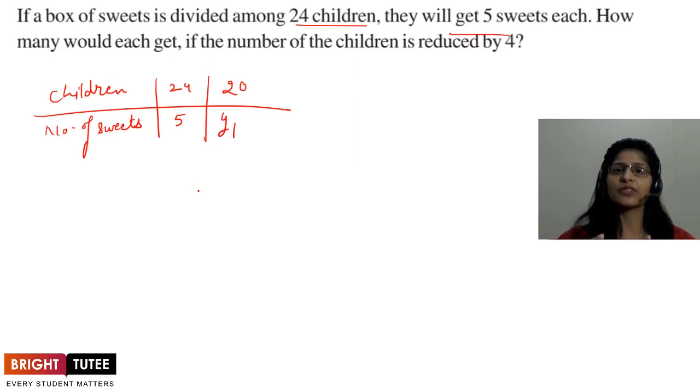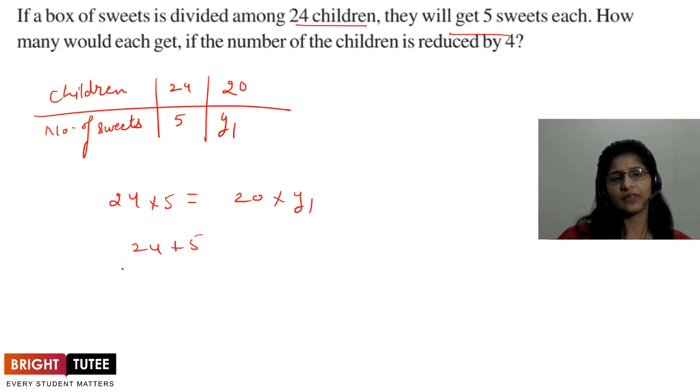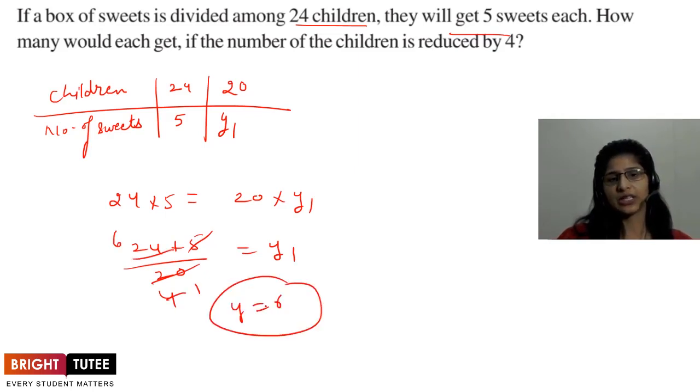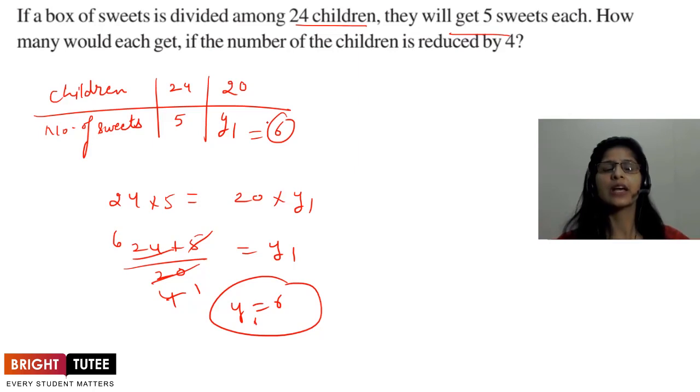Now you know when the number of children is lesser, the box of sweets will have the same number of sweets that it has, and each student will get some more quantity of the sweets. So inverse proportion: 24 into 5 equals 20 into y1. 24 into 5 divided by 20 equals y1. 5 fours are 20, 4 sixes are 24. So each of the children will get 6 sweets each when the number of children is 20 and the sweet box is same.